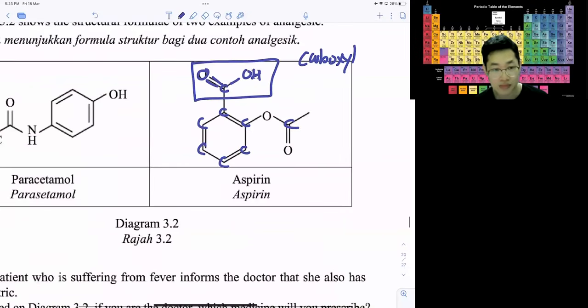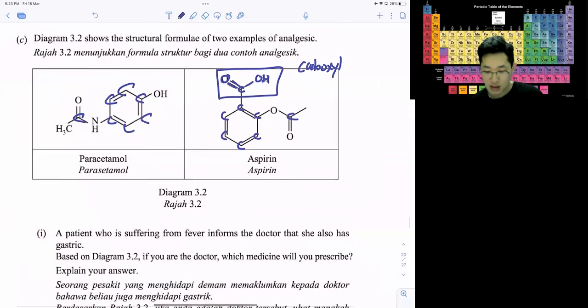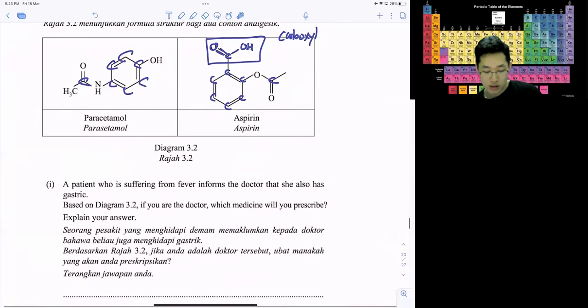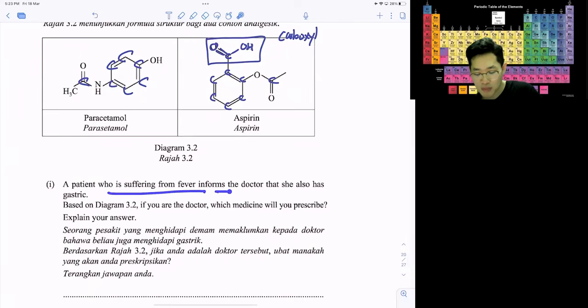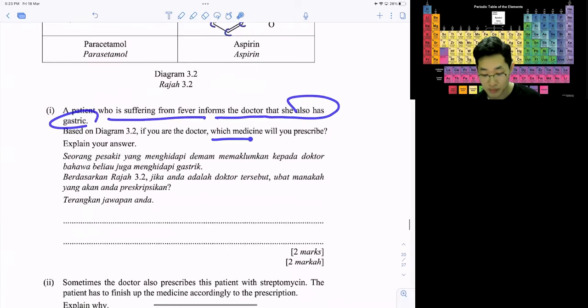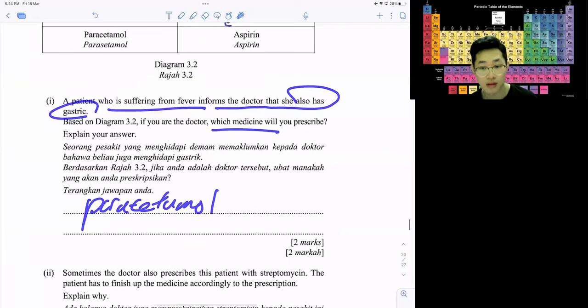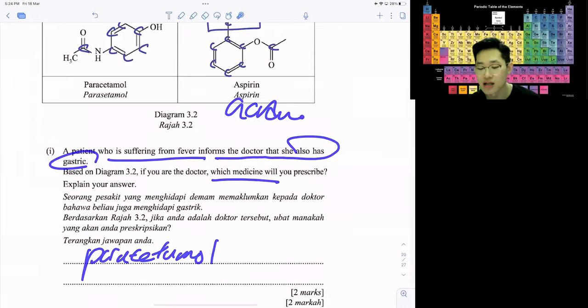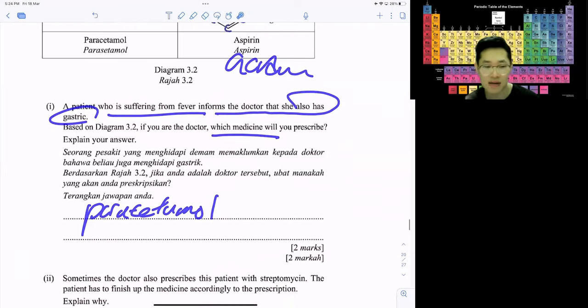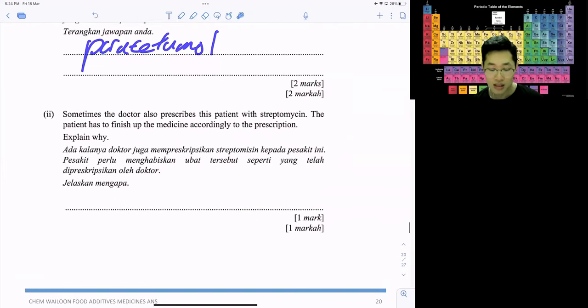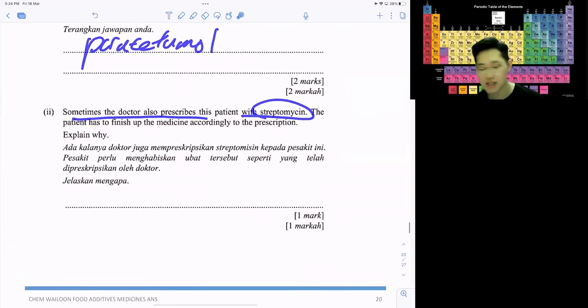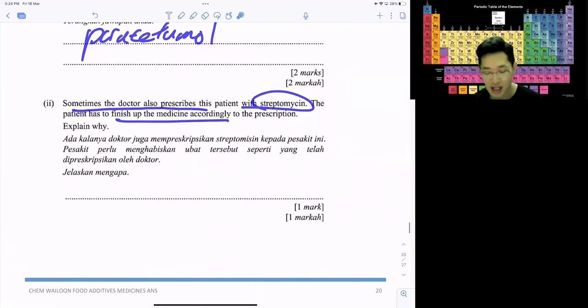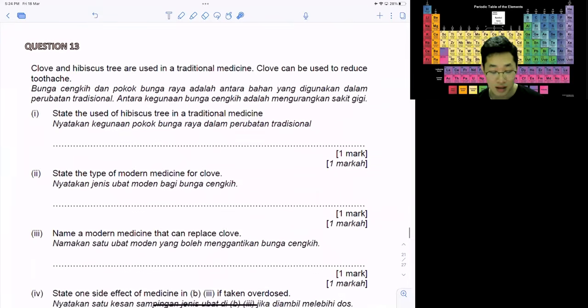And then all this is like carbon. Carbon. So a patient who is suffering from fever informed the doctor that she also has gastric, paracetamol. Why? Because this thing is acidic, cause internal bleeding, stomach ulcer, same thing. Sometimes the doctor also prescribes this patient streptomycin. Have to finish. Why finish? Kill the bacteria.